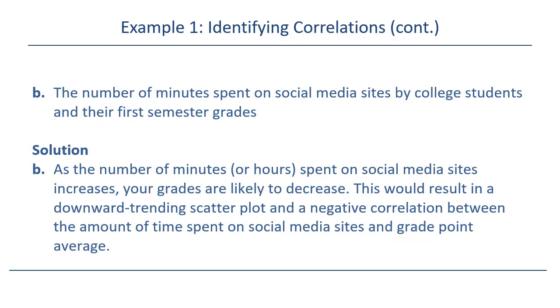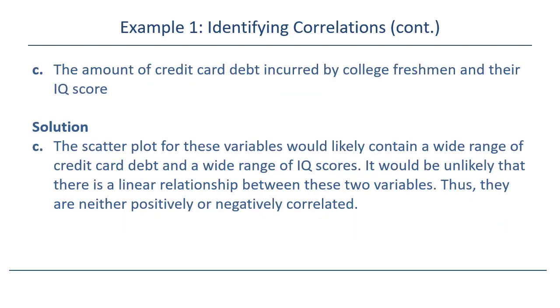How about the number of minutes spent on social media sites by college students and their first semester grades? Well, wouldn't you think that if you spent more and more time just sitting around on Facebook and Twitter and Instagram and TikTok and all those kinds of things, you'd have less time for studying, and therefore your grades would go down. So this should have a negative correlation. If it has a correlation at all, right? It could be that they're not really that strongly related.